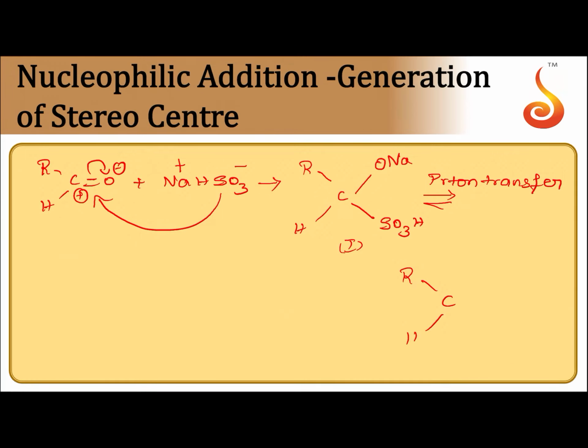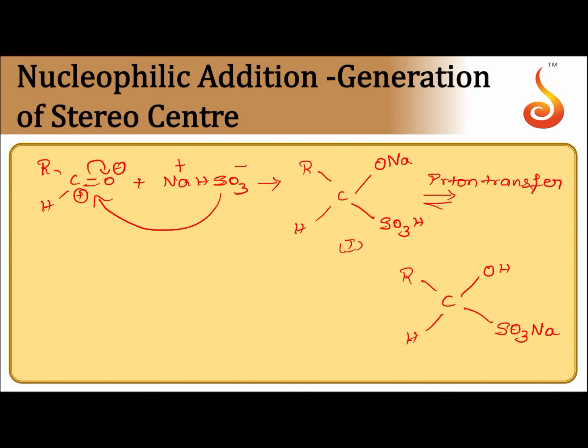So what is the final product obtained here? RCH, OH, SO3Na. This is the final product, the sodium bisulfite addition product or sodium bisulfite adduct.